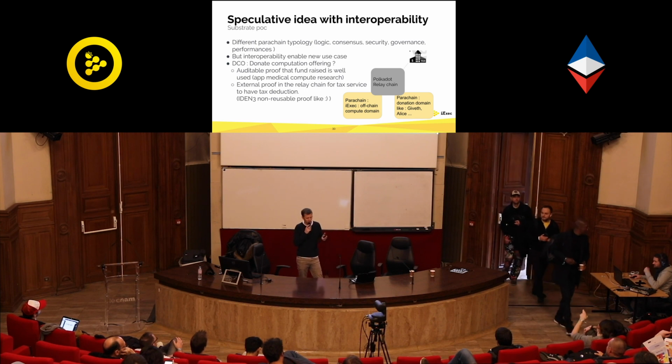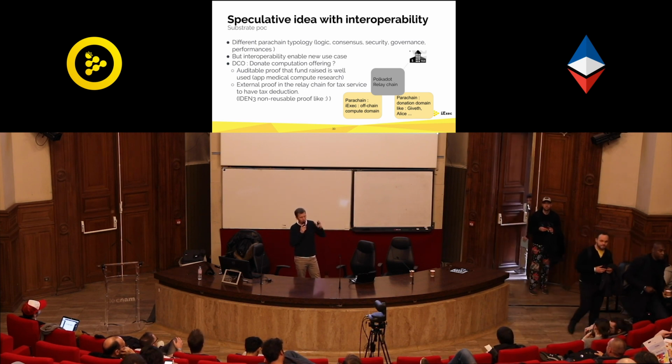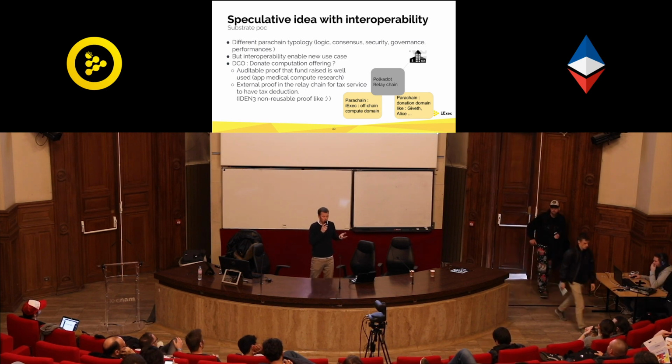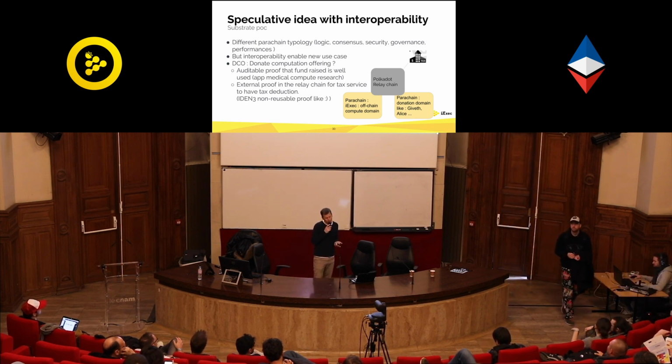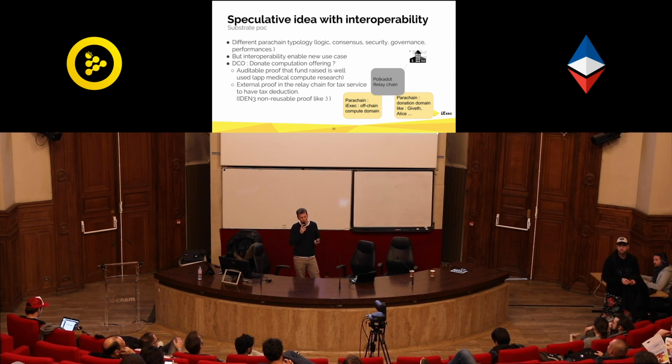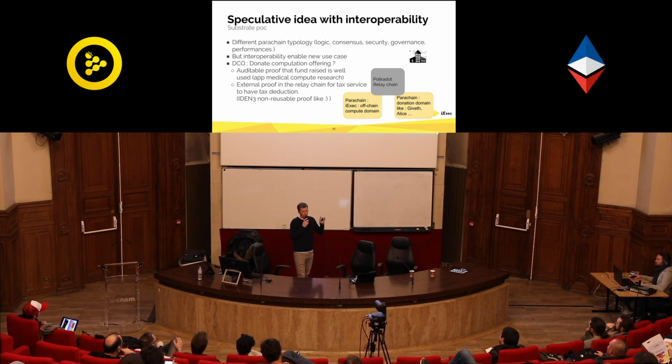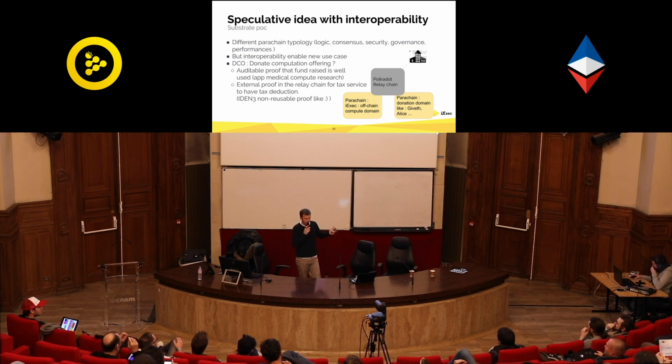And you can imagine that you will prove into this relay chain some non-reusable proof, showing that you have made this donation, and then the government will be okay to give you a tax deduction. So it was a speculative idea, but to introduce what interoperability can enable.